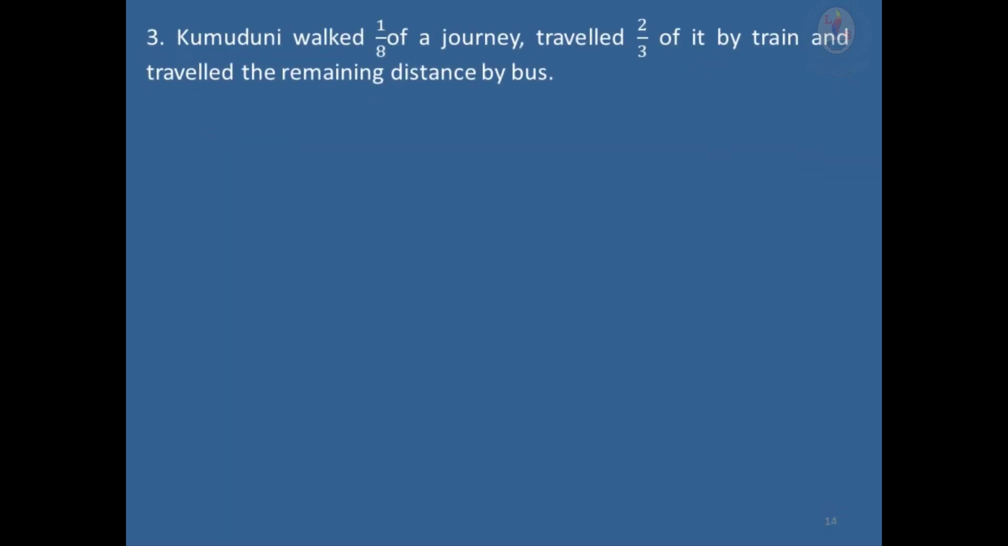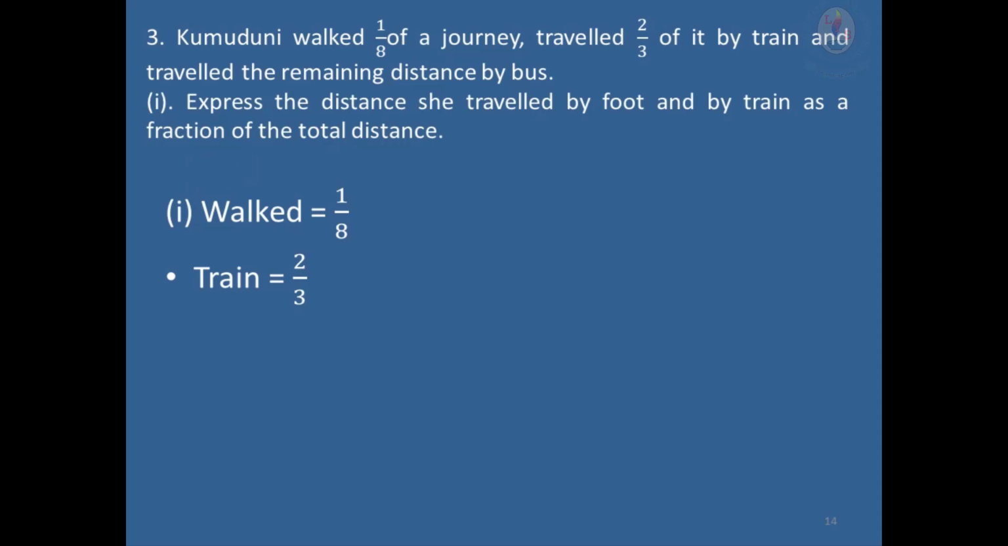Question number 3. Kumuduni walked 1/8 of a journey, travelled 2/3 of it by train and travelled the remaining distance by bus. Part 1. Express the distance she travelled by foot and by train as a fraction of the total distance. Need to take the total 1/8 plus 2/3. Need to take the common denominator. What is that? 24. Then 8 times 3, 24.